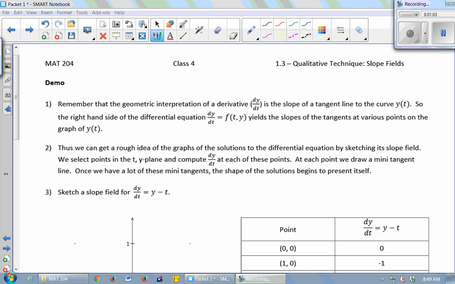Okay, so remember that the geometric interpretation of a derivative, dy/dt, is that it's the slope of a tangent line. The derivative is the slope of a tangent line that's tangent to the curve y of t. So the right-hand side of the differential equation, whatever's over there, it's a function of t's and y's. dy/dt yields the slope of the tangents at various points on the graph of y of t.